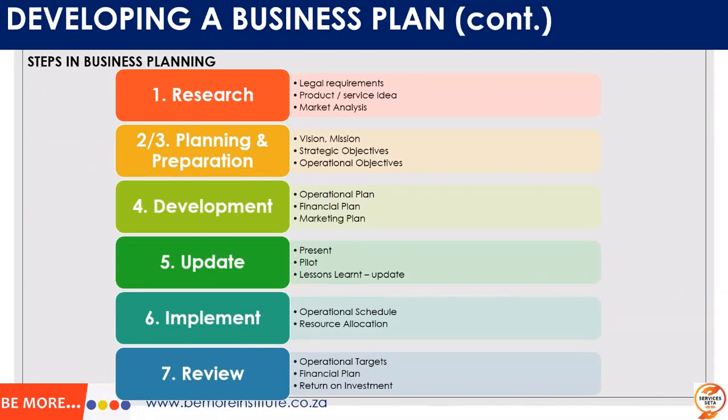These are the steps that we're going to be unpacking tonight. These are the various steps in business planning. The first step is researching your business plan, and we're going to talk in detail on how you do that. The next one is the actual planning and preparation for the business plan. The next one is the development of the business plan. Then the actual implementation, as we said with the marketing plan as well. Then you review, you look at how things have gone and what you need to improve on.